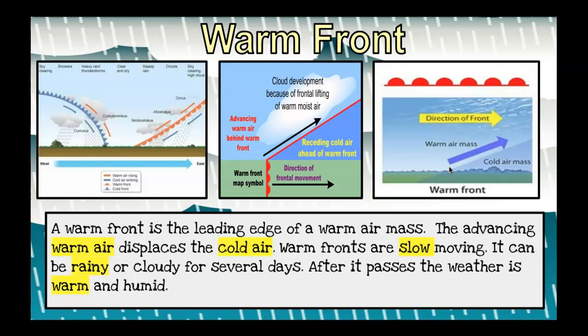And after it passes, you're going to have nice, warm, clear weather, right? It'll be a little humid because it's warm air, and we know warm air can hold more water vapor. So it will be humid. And then if you look for the map symbol, they look like little half suns on the horizon. That's what represents a warm front.